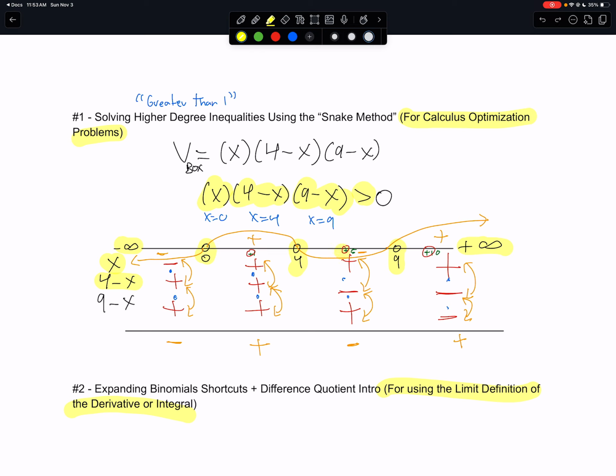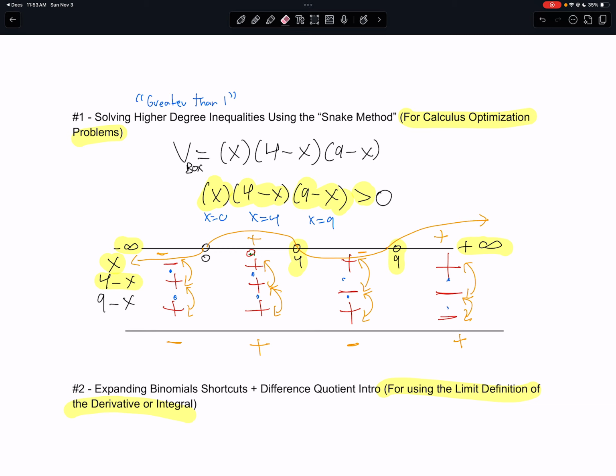Oops. Why is this eraser like that? Can I not erase? Okay. This eraser is so bad.